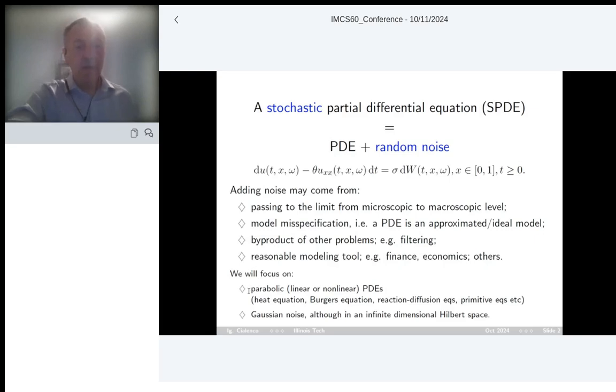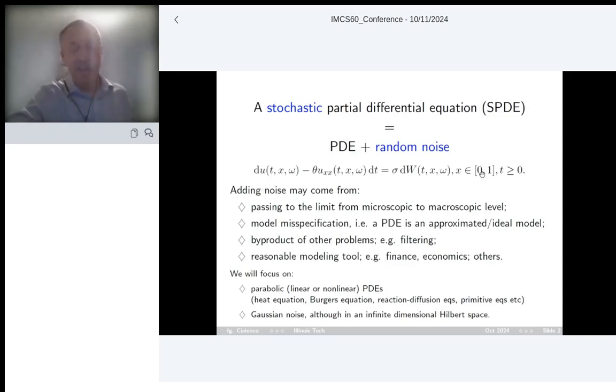So the equations that I'm going to work with are parabolic, linear or nonlinear. The simplest one would be, for example, the heat equation: one derivative in time, two derivatives in space, and some noise. The noise that I'll take will always be Gaussian, although in a Hilbert space. Again, it's a public lecture, so I'll make some things naive and simple, and I apologize to the experts. I'll have time, space x, and omega will be randomness, which I'll usually not write out.